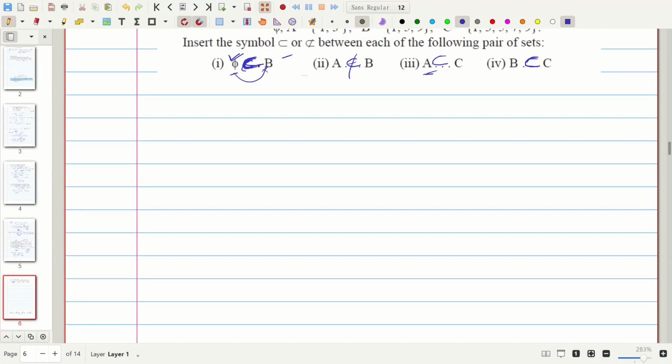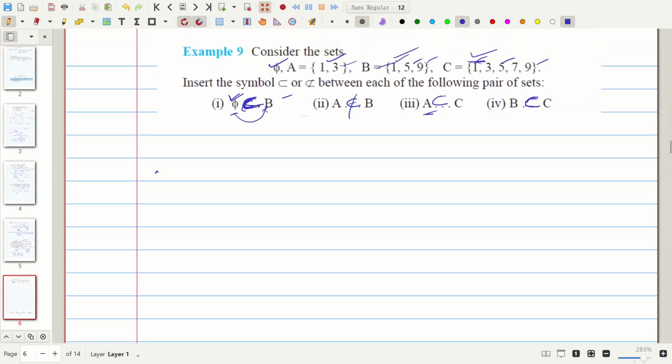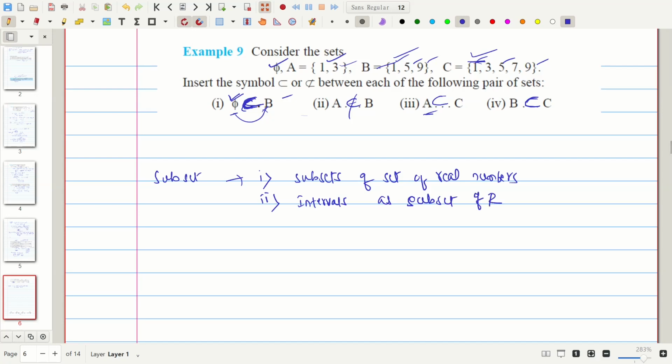Next we'll consider subsets. There are two conditions in subsets that we're going to discuss here. One is subsets of the set of real numbers, and another condition is intervals as subsets of R. The first condition will be discussed here.